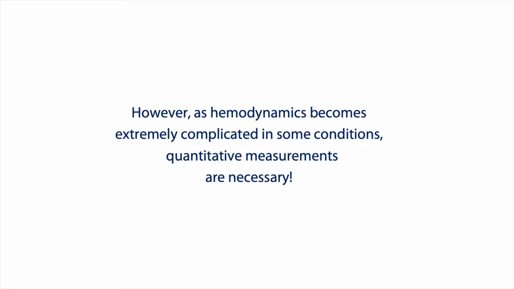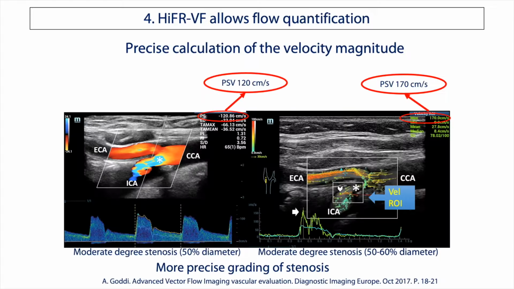Let's move to the last key point. The flow allows flow quantification through a special feature which automatically calculates the maximum velocity vector inside a region of interest defined by the operator. It permits a more precise grading of stenosis, as you can see in this slide, which compares conventional Doppler with high frame rate vector flow.